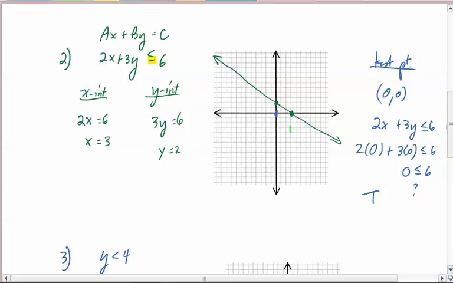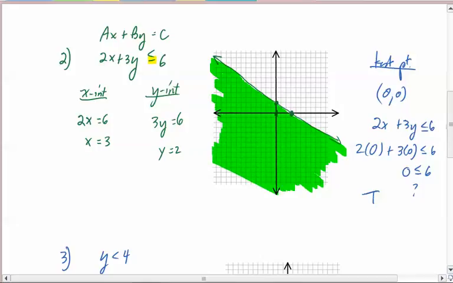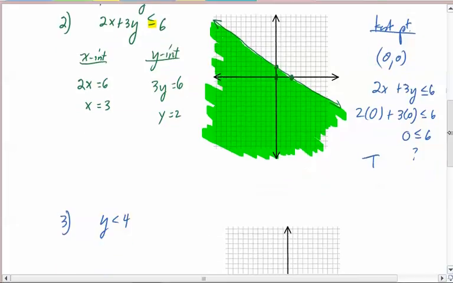So let's go ahead and shade that side. And there's my solution set. All of those coordinate points, they go on forever, are part of my solution for that one.